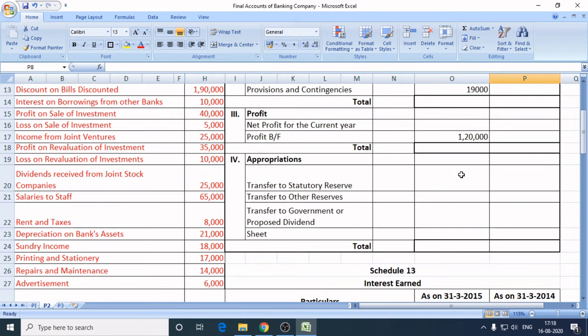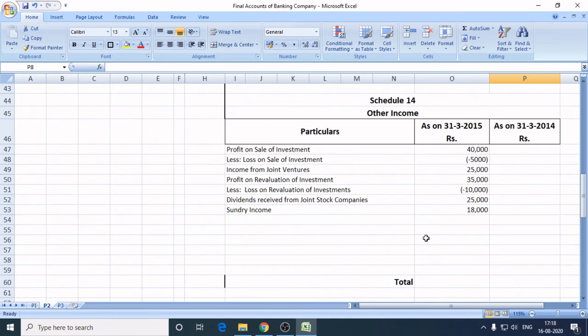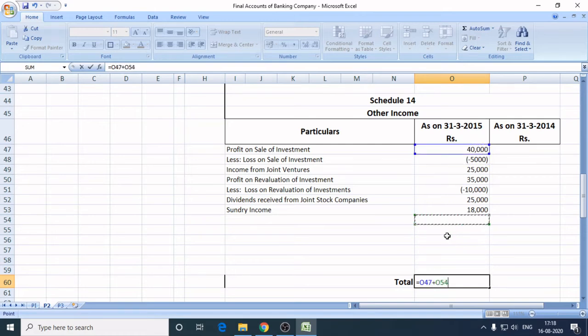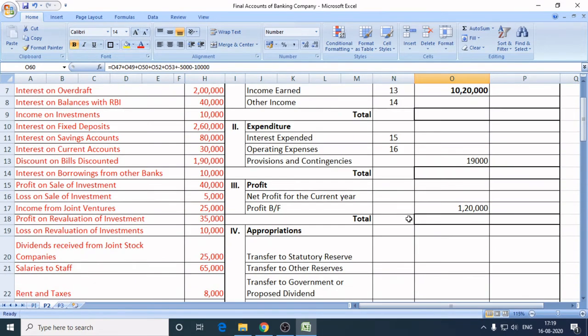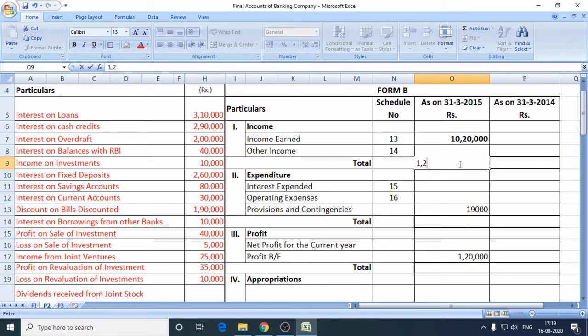Next in the problem, let's make the total of schedule number 14, that is other income. Same case here. Let's make the addition first. These are the figures we are supposed to add. Then from the addition of these figures we have to deduct the loss figures. First loss figure is 5,000 rupees. Second loss figure is 10,000 rupees. Now the total is 1,28,000. So simply carry forward this total to schedule number 14 under the column of current year. 1,28,000.